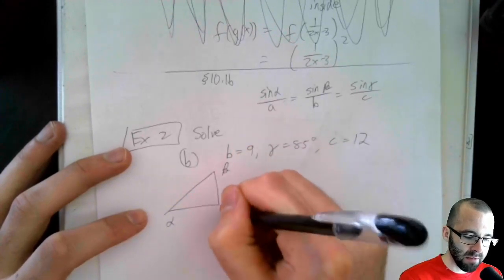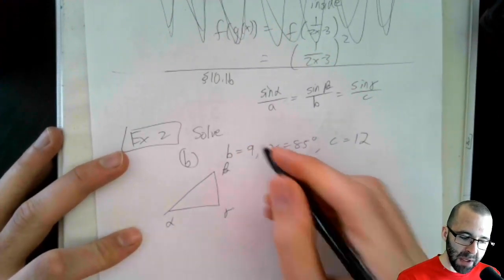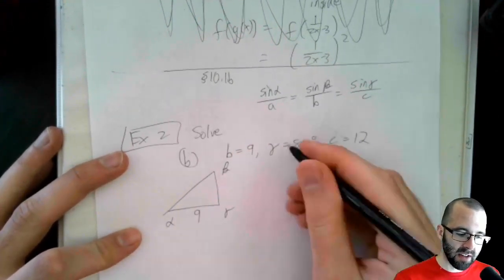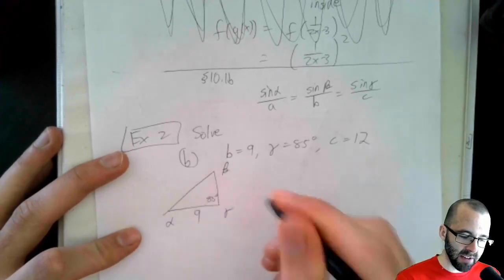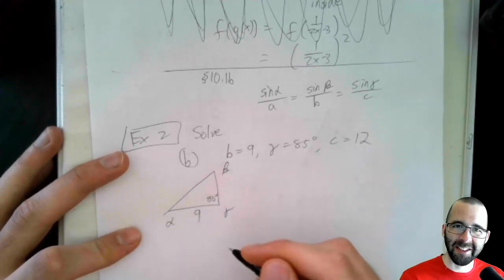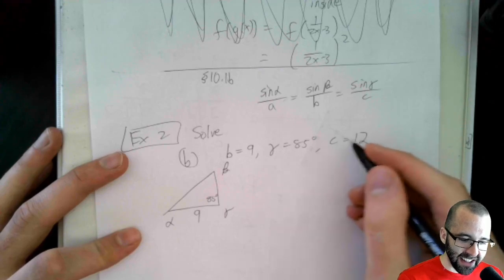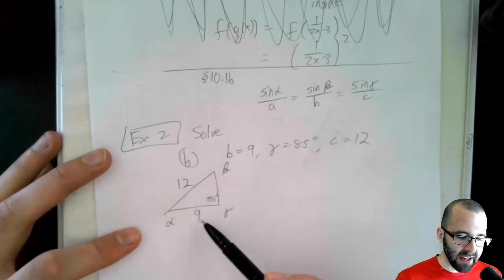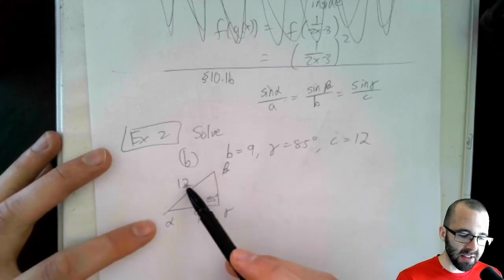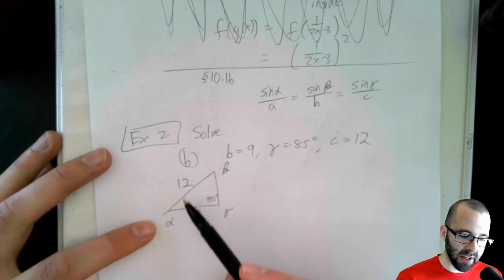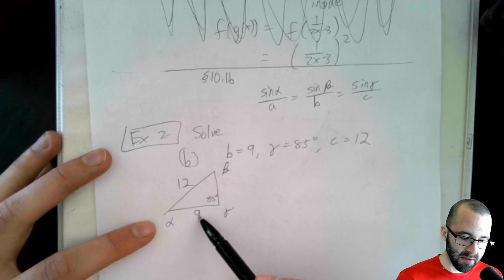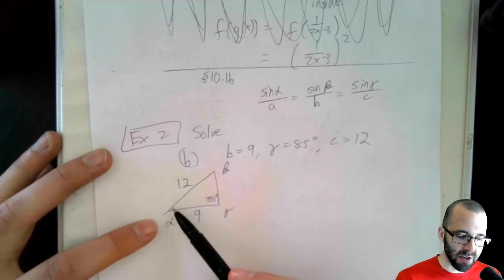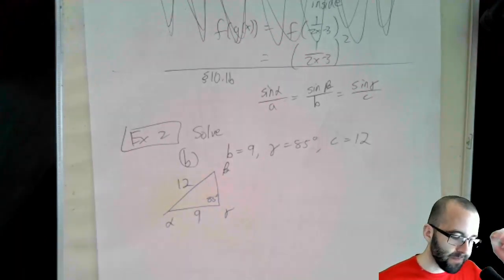Alpha, beta, gamma. b is the side opposite beta, so that's 9. Gamma is the angle, 85 degrees. Oh, that actually is kind of close to 85 degrees. Got a little lucky. c is 12, the side opposite gamma. So again, this is a side-side-angle triangle because we have a side, then another side, and then an angle. There's no angle between the two sides that we have.